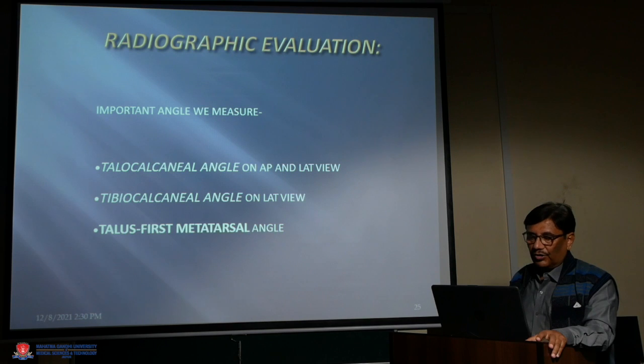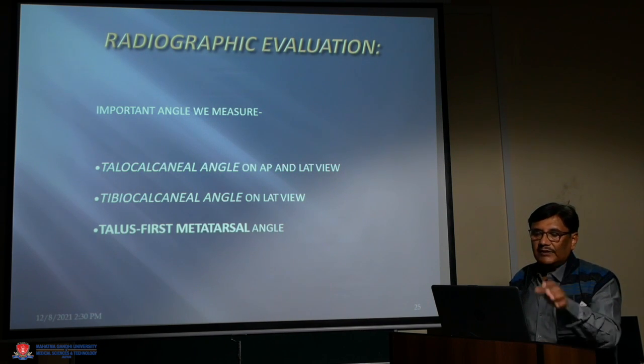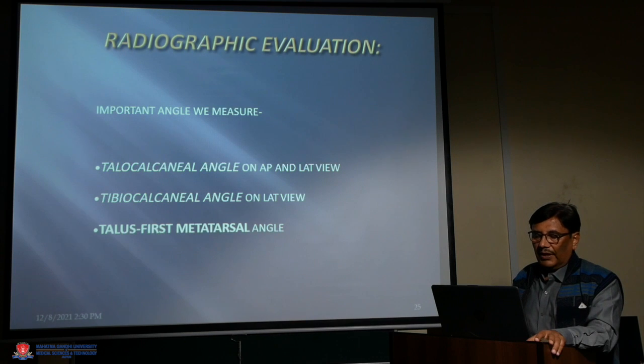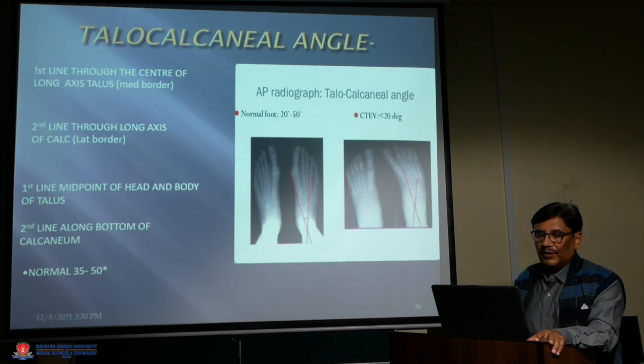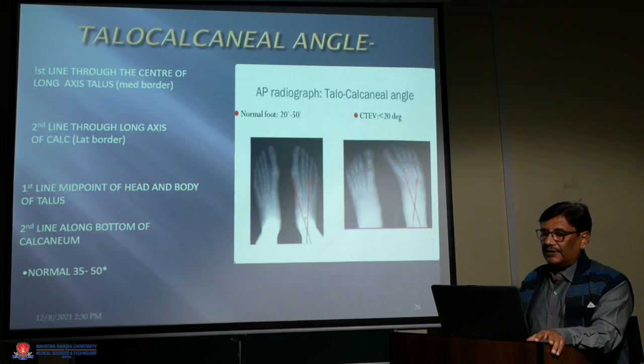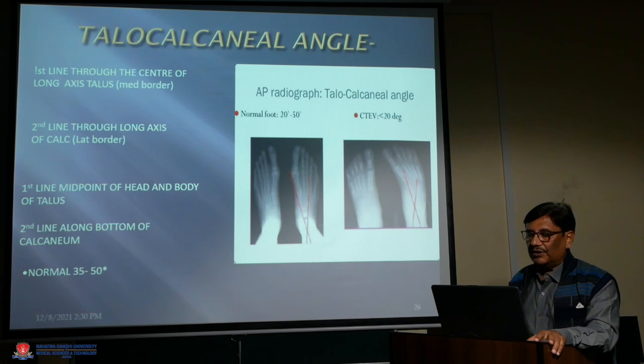Next, we take the radiographic evaluation, where there are certain important angles that we measure. Talocalcaneal angle on the AP and the lateral view, tibiocalcaneal angle on the lateral view, and talus first metatarsal angle. So here is the AP radiograph, where we see the talocalcaneal angle, and normally it is 20 to 50 degrees. However, in CTV this is less than 20 degrees. The first line is drawn through the center of the long axis of the talus, and the second line through the long axis of the calcaneum.